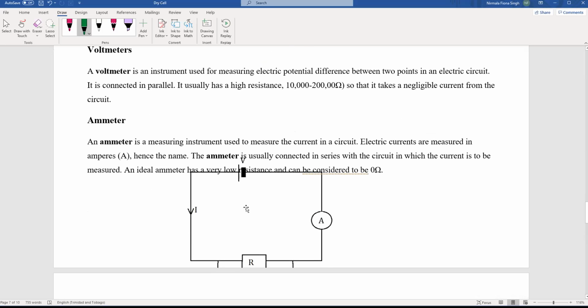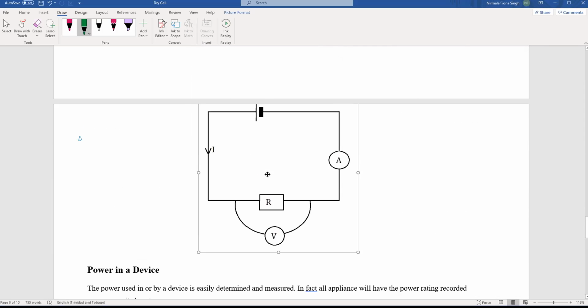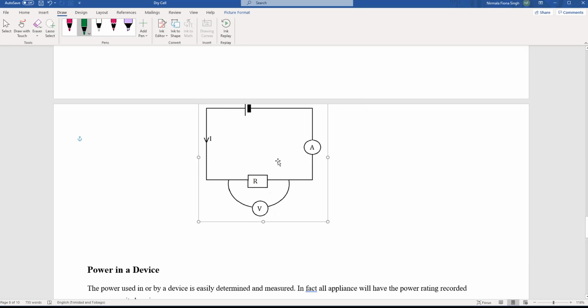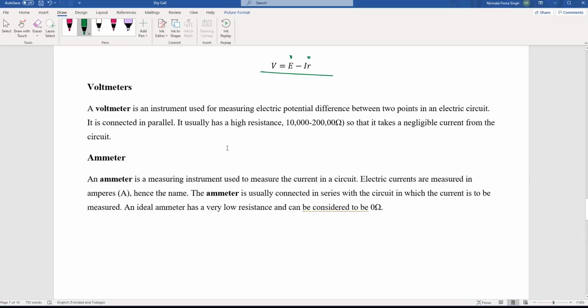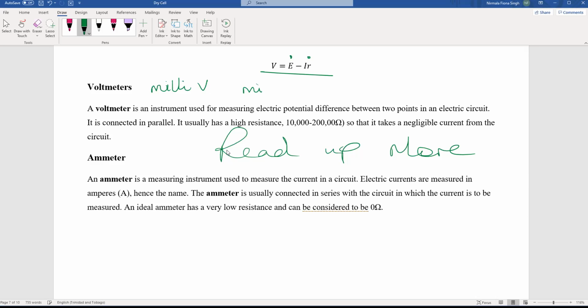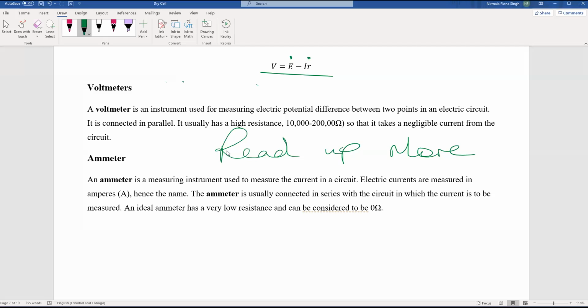So we have to look at ammeters and voltmeters. Now, what I do suggest you all do is read up more on these if you want to, because we do have milliammeters and microammeters to use in your circuits, but we're going to read up on those a little later on.